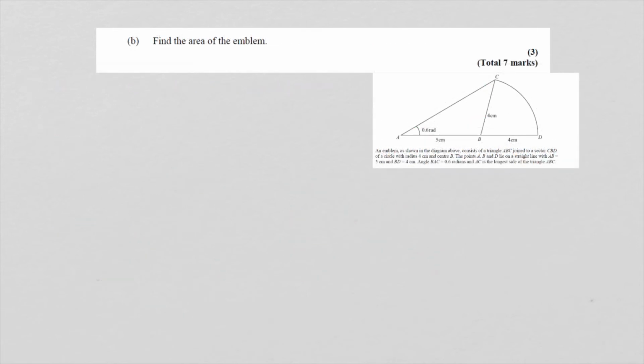Question B, we need to find the area of the emblem. The emblem is a compound shape. It's got the non-right angle triangle and the sector joined together. We need to find the area of that. So that means we need to write down the area of the non-right angle triangle and the area of the sector. The area of a sector is a half r squared theta. And theta is in radians, don't forget.